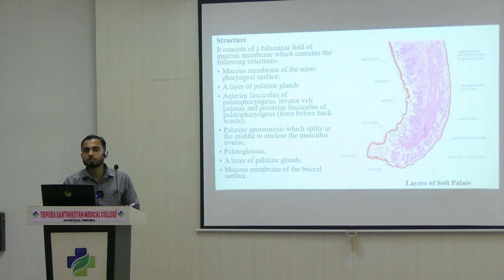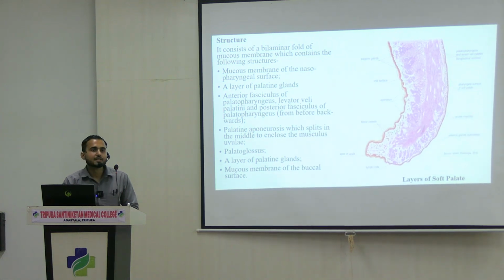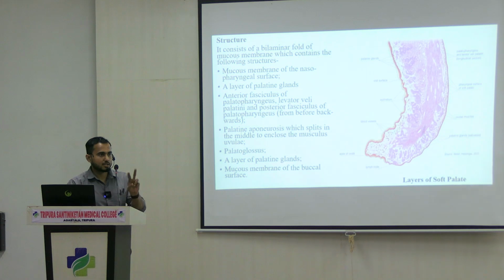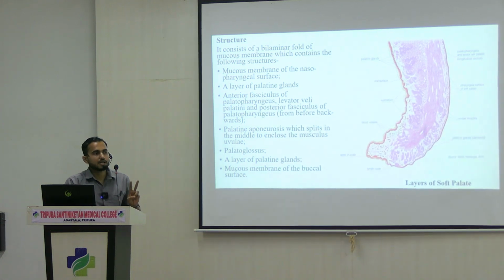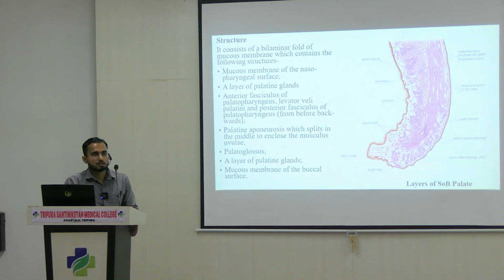From the secretomotor fibers. Now, in the secretomotor fibers, you know that two parts are there. What are those two parts? Preganglionic part and postganglionic part.